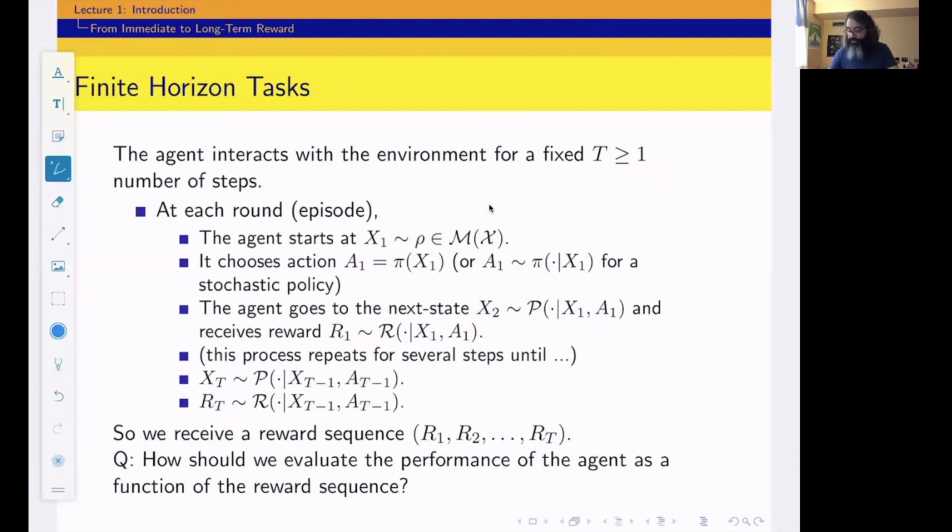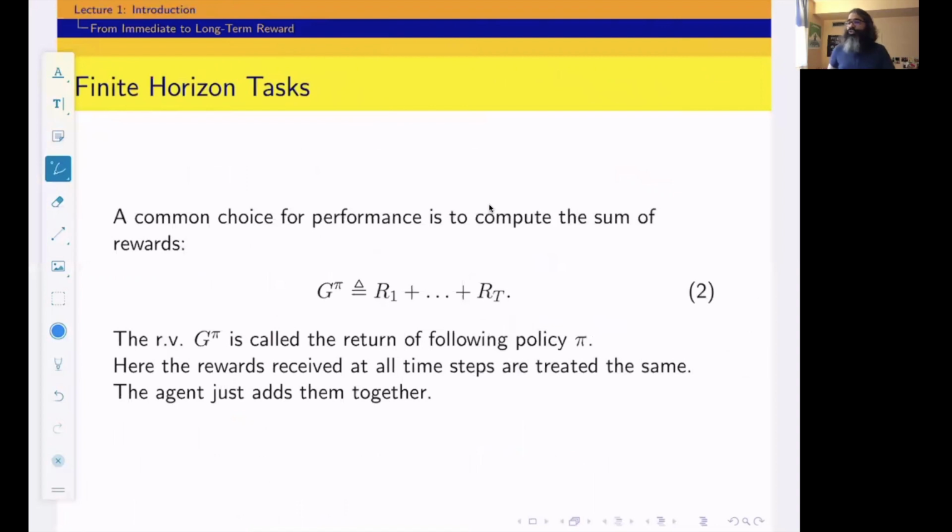Okay, so the question is how should we evaluate the performance of an agent as a function of the reward sequence? A common choice is to compute the sum of the rewards, R1 to RT. And then we call this G of pi the return of following policy pi. So this summation, we call it return. Note that if the environment is stochastic, G of pi would be a random variable, so it changes between each episode.